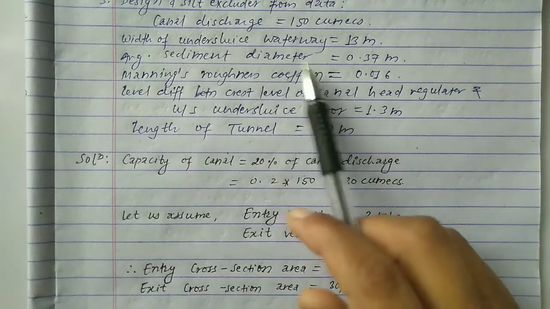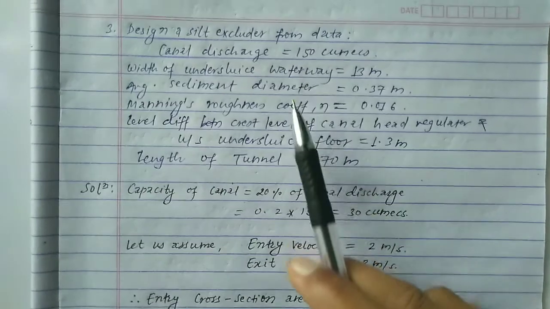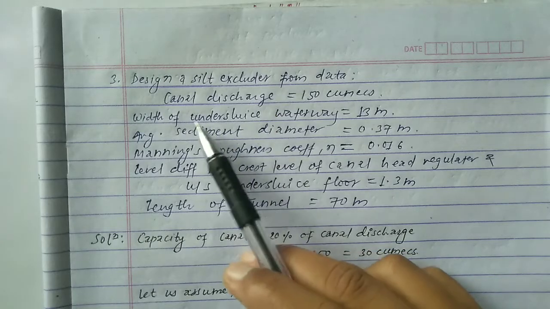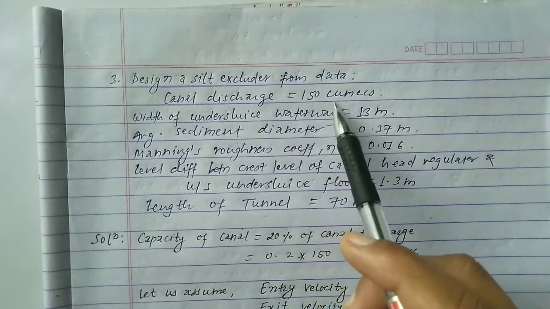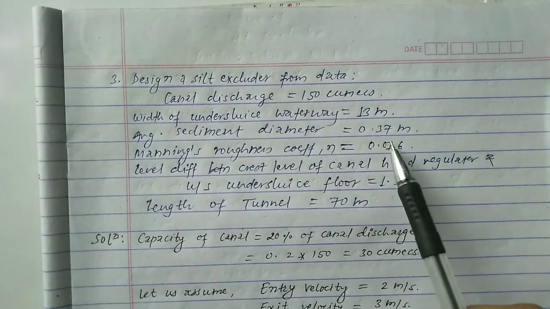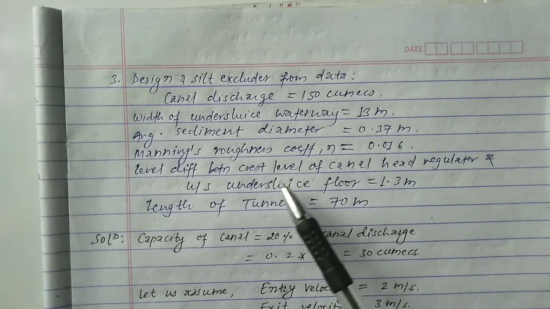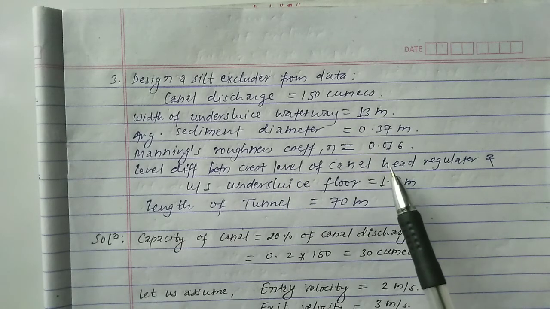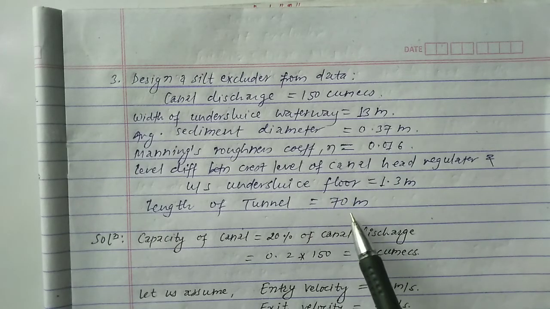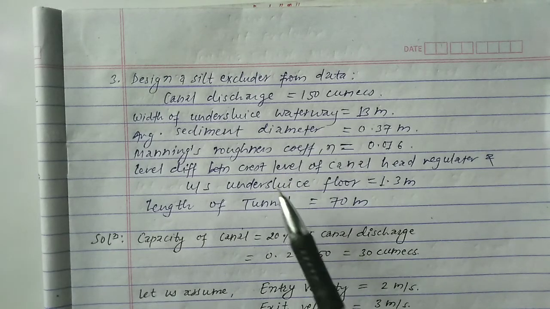Okay, so you can see here this is the given question, and now we have to design a silt excluder. The given data are: canal discharge is 150 cubic meter per second, width of under sluice waterway 13 meter, average sediment diameter 0.37 meter, Manning's roughness coefficient n equal to 0.016, level difference between crest level of canal head regulator and the upstream under sluice floor equal to 1.3 meter, and the length of tunnel equal to 70 meter. So this is all about the given data, and now we have to design the silt excluder.